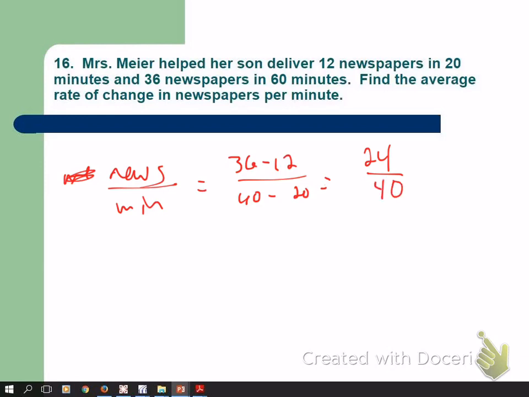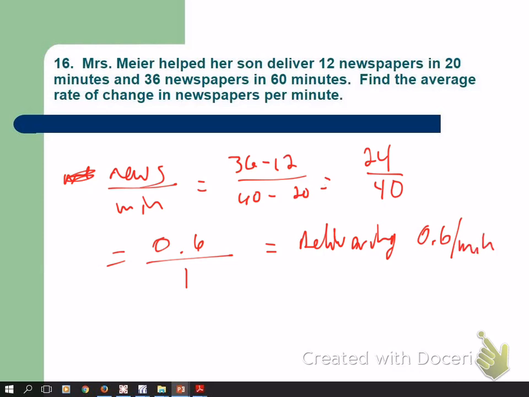So their rate of change, right, is they're delivering 0.6 newspapers per minute, right? So they're delivering 0.6 newspapers per minute, which sounds kind of weird because you can't deliver 0.6 newspapers, but it's just the average rate of change of delivering newspapers per minute. Okay?